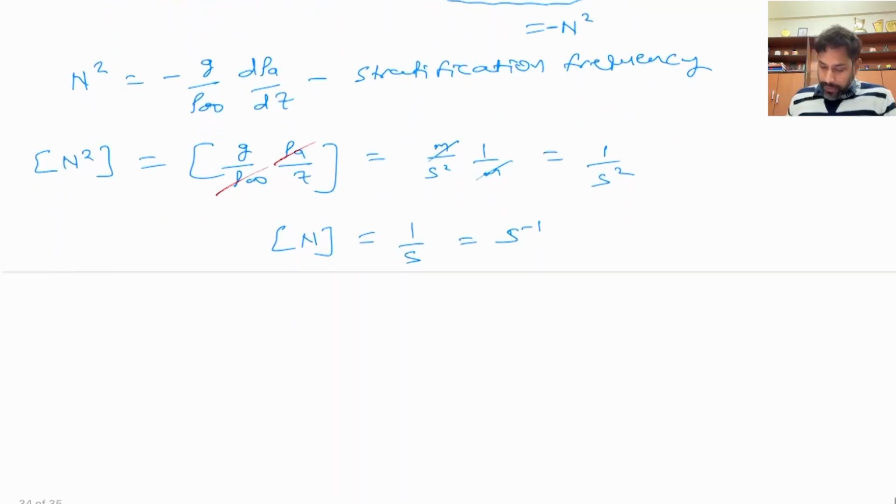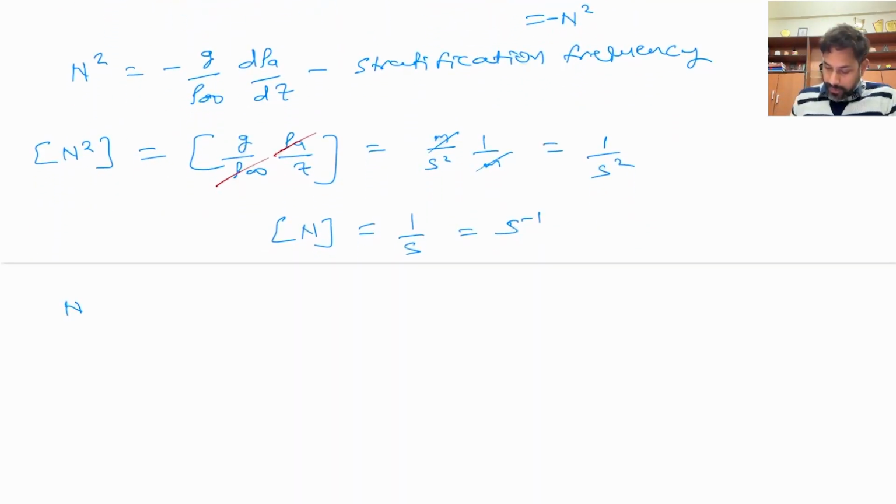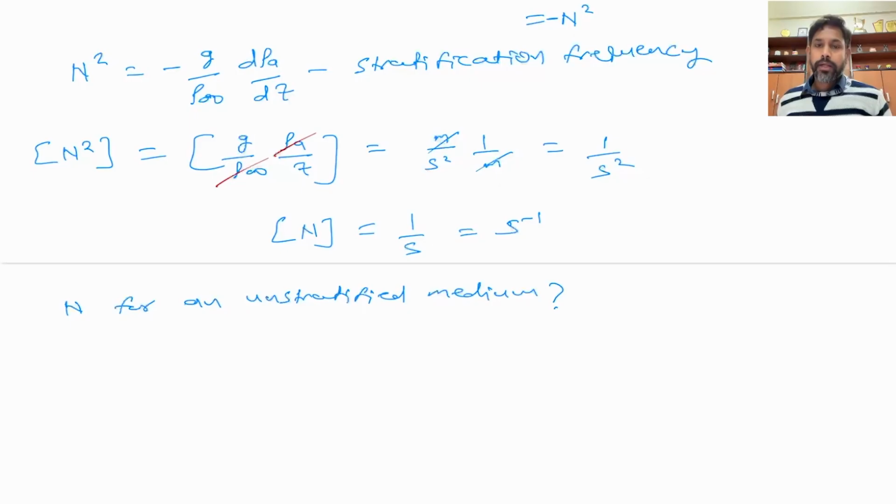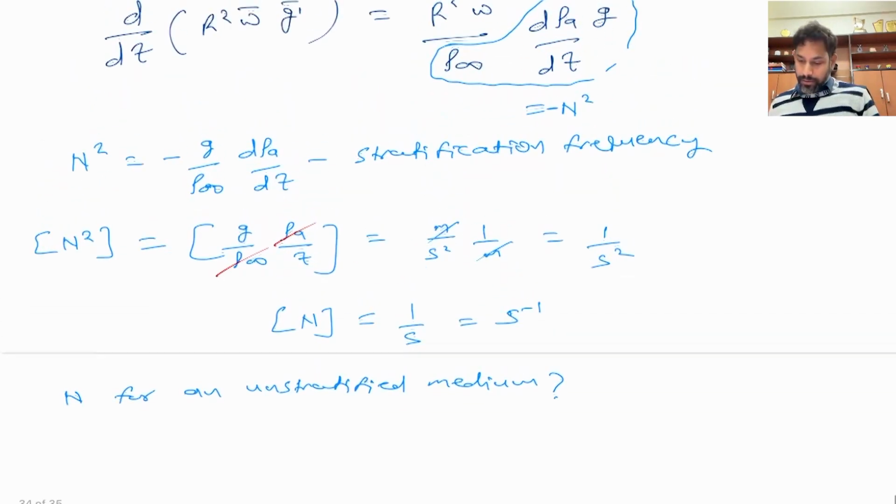All right, and what should be n for an unstratified medium? That should be 0, right? Because your ambient density is not changing with the height, that remains constant, and that is why d rho a by dz is 0. That means your n square is 0 for unstratified medium, but in case of stratified medium, this is not 0.